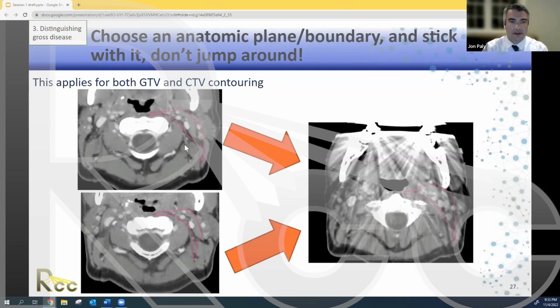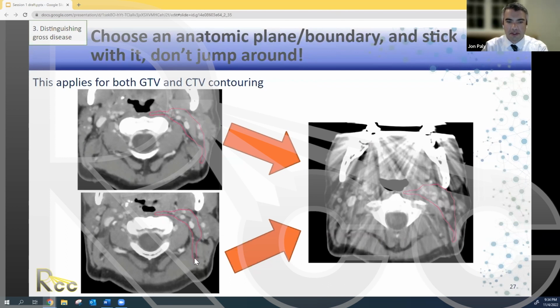So here, I have an example of a head and neck case where we're contouring level 2 with the retropharyngeal nodes. And up here on the left, you can see I've outlined things correctly. The CTV goes down here, abutting the medial side of the sternocleidomastoid muscle.